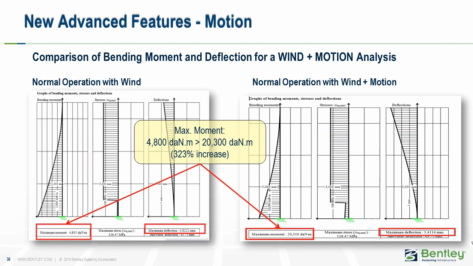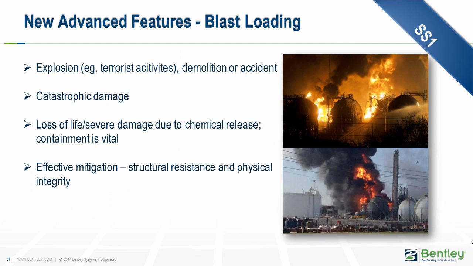Similar to wave motion, blast loading analysis is also a new addition. The reasons for considering blast loading while designing a pressure vessel are multiple. In recent times, there is an increased threat of terrorist attacks. Also, an accident in a plant can lead to an explosion with catastrophic consequences and severe damage to the vessel. To prevent loss of life and severe damage due to a chemical release, containment of vessel contents is very important in the event of an explosion. An effective mitigation of damage to vessels during a blast would be to look into the structural resistance and physical integrity of the equipment during such an incident.